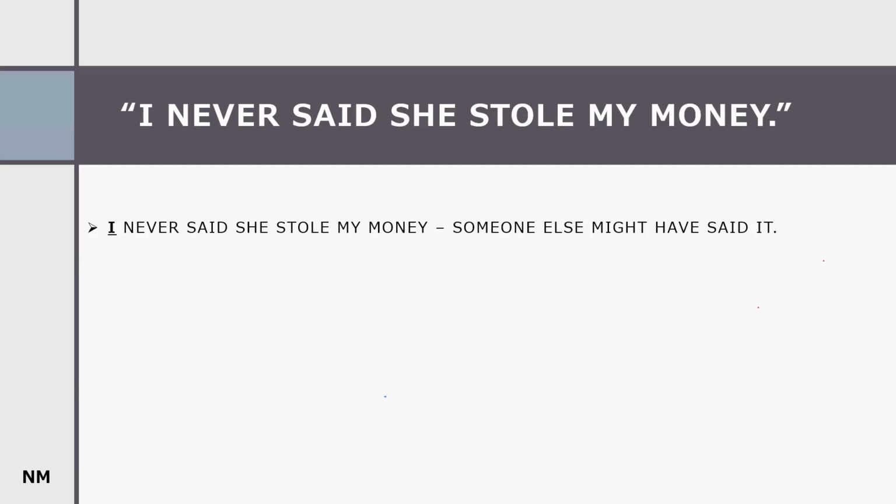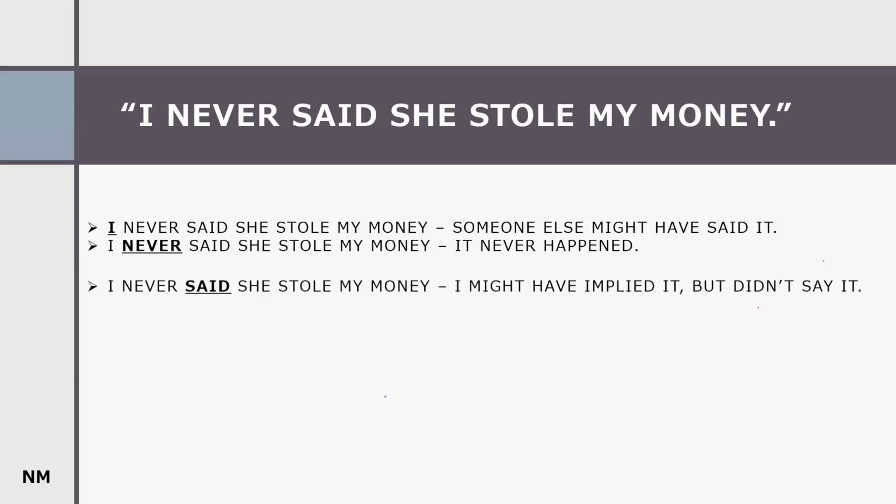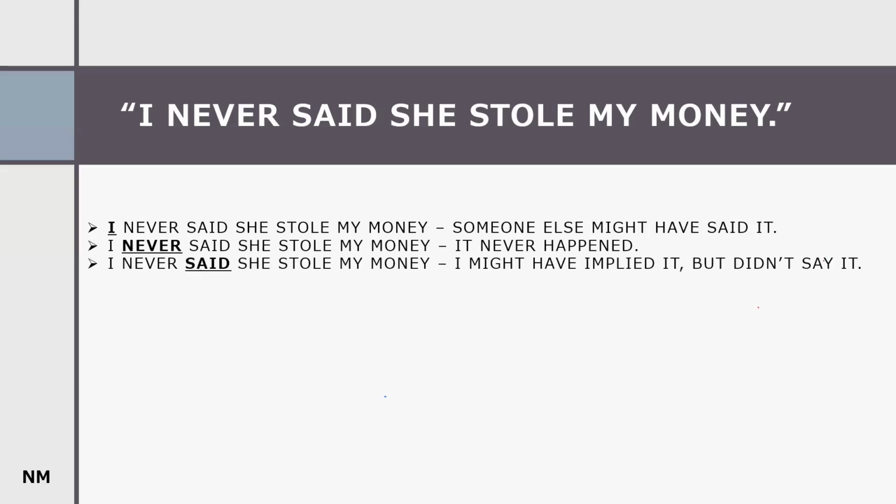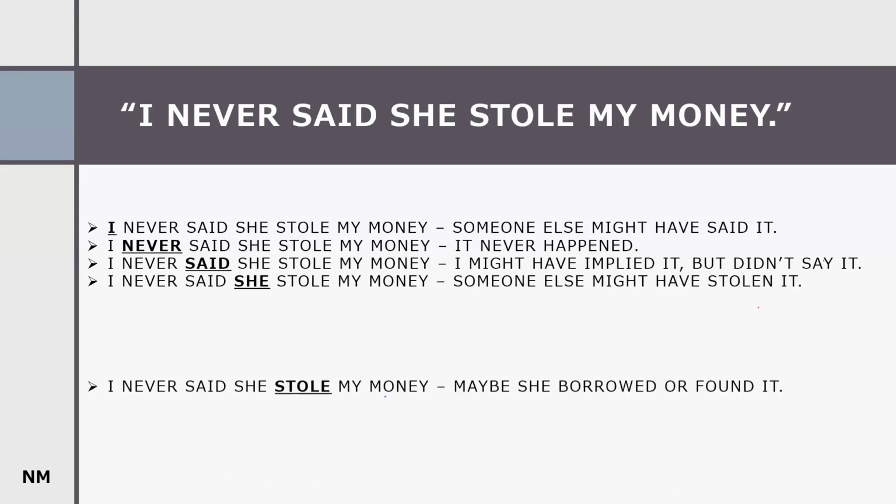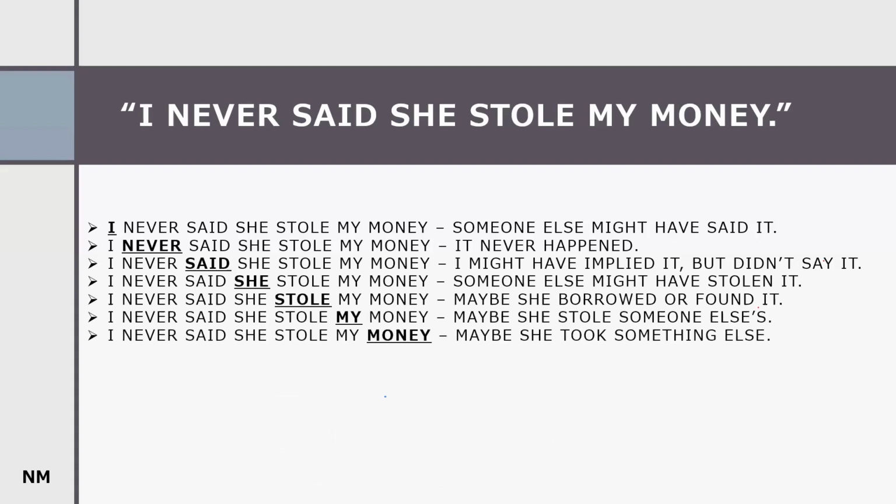But at the same time, I have another interpretation. "I never said she stole my money." It means it never happened. Wait, I have another interpretation. "I never said she stole my money." That means I might have implied it, but I didn't say it. Likewise, I can have 7 interpretations. The sentence contains 7 words, and also we can go for 7 interpretations.